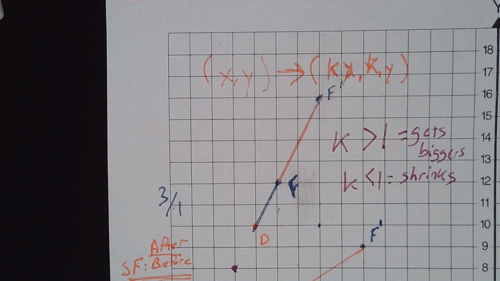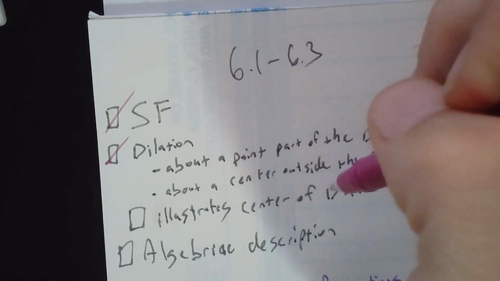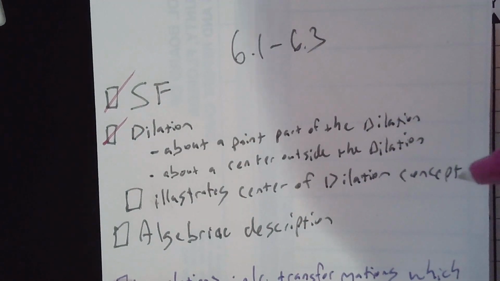All right, so I'm a little ahead of time, a little ahead of the schedule here, so that's good. All right, so we talked about scale factors. We did a dilation from a point inside the dilation and center dilation and outside dilation, and we hopefully understand how that illustrates the center dilation concept. And then we talked about the algebraic description.